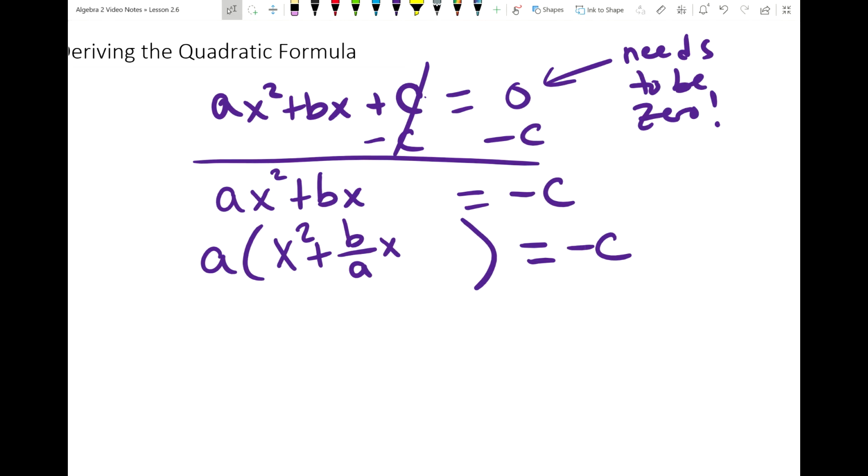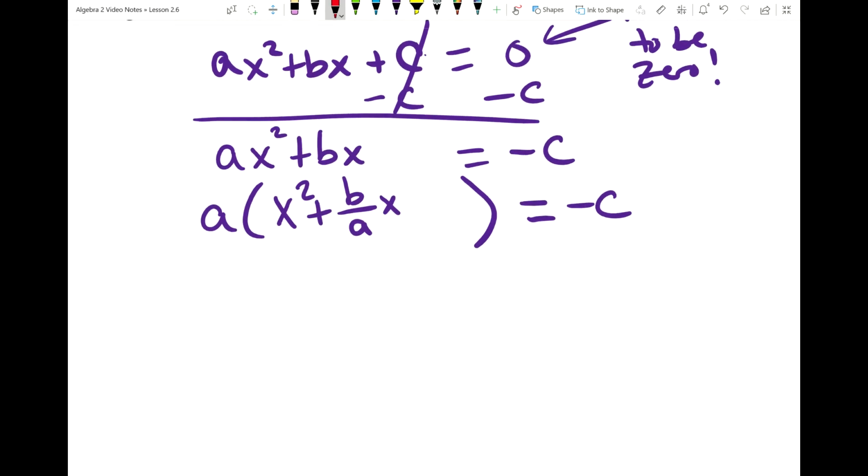We have the b over a. Now we're going to complete the square. In order to do that, I'm going to figure out what goes into this box so that this becomes a perfect square trinomial. To do that, I take the middle term and I divide it by 2 and then square it. So this is known as completing the square, so we're going to do that now.